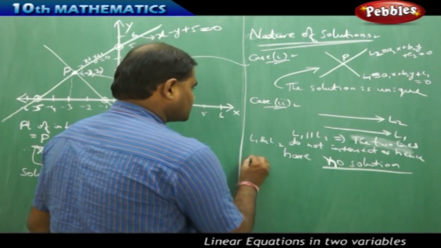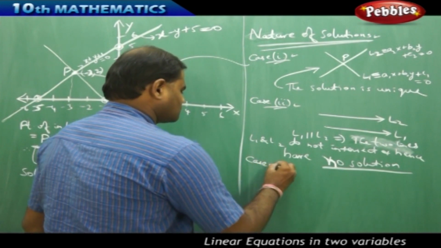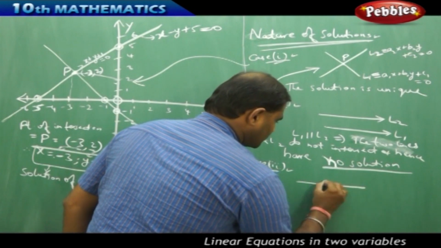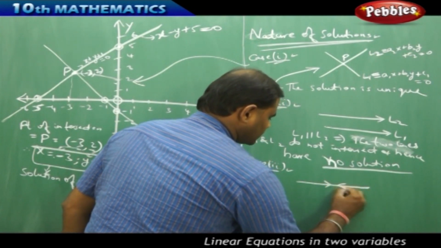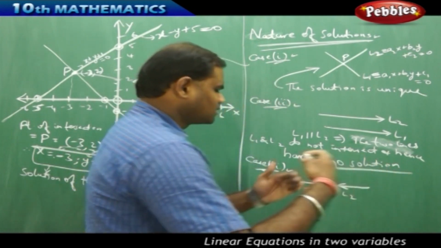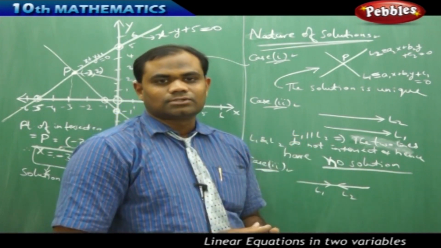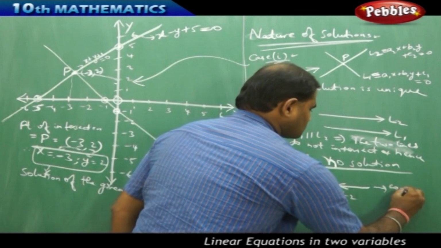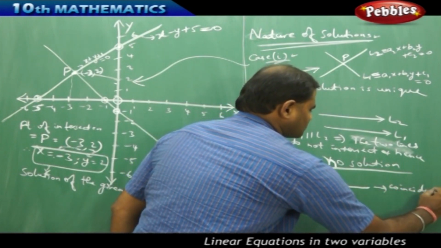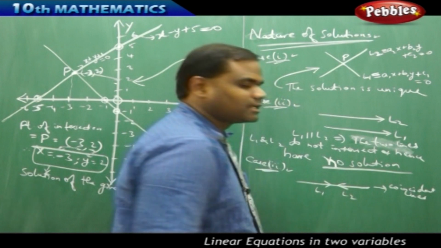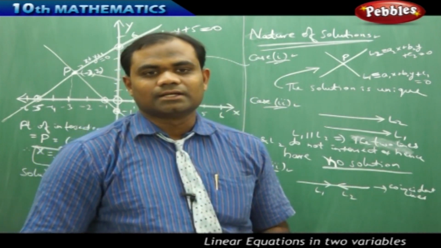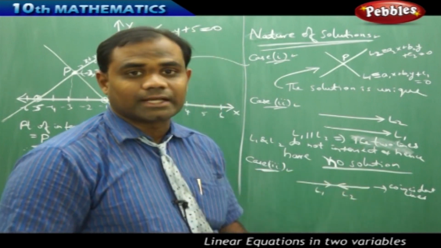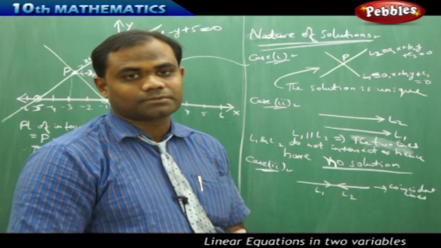Now the next is case 3, where there is a possibility that the line L1 and the line L2 coincide, one over the other. Such lines are called coincident lines. In case of coincident lines, we see that one line passes through another line. That means they both intersect at infinitely many points.